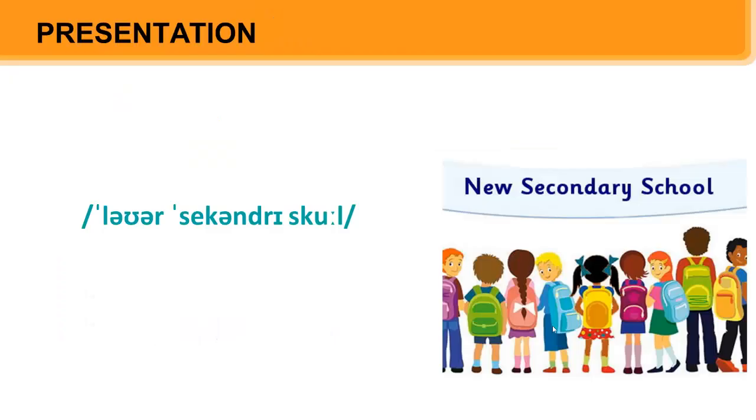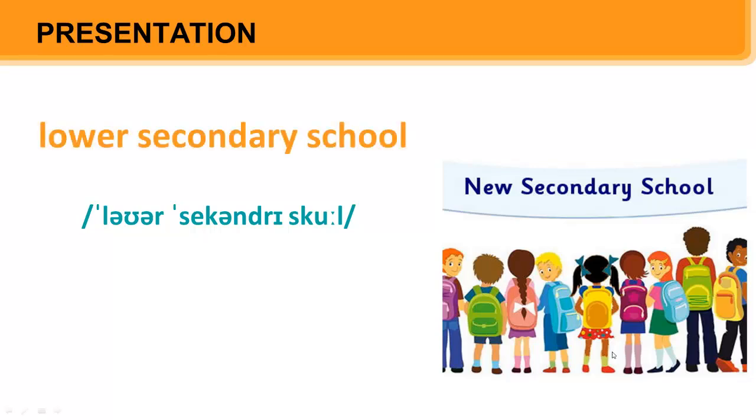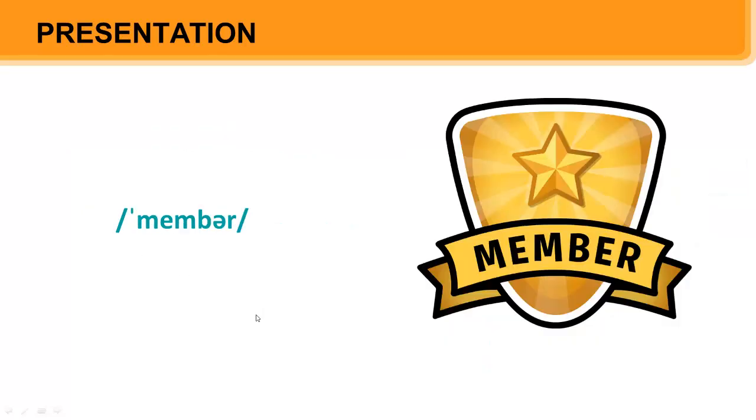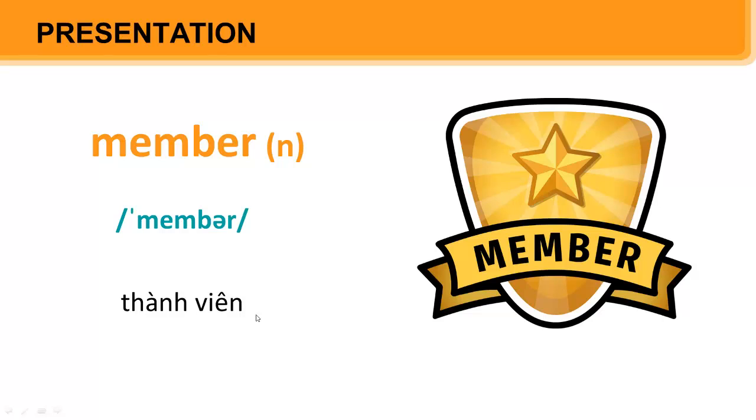Before you read the dialogues, I want you to know some vocabulary. The first, now look at this, we have lower secondary school. What does lower secondary school mean? Yes, it means trường trung học cơ sở. The next word, now look at this, member. Member, what does it mean? Yes, that is thành viên.